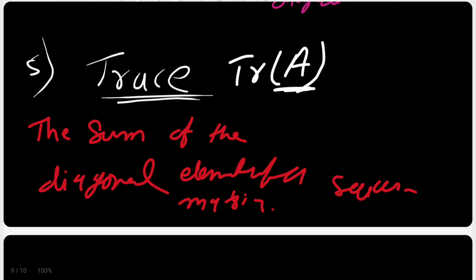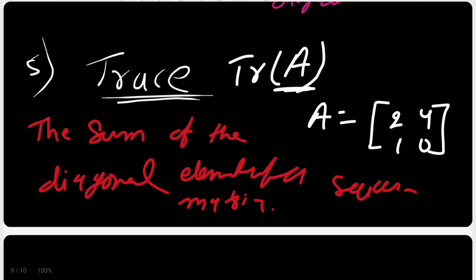In this bracket you are seeing this A, which means any matrix. Okay, let me explain. Suppose this A, okay, we have to find TR of A. This A is given. Suppose this A is given here: 2 4 1 0. Okay, now this is given here. So in this, what is the diagonal?